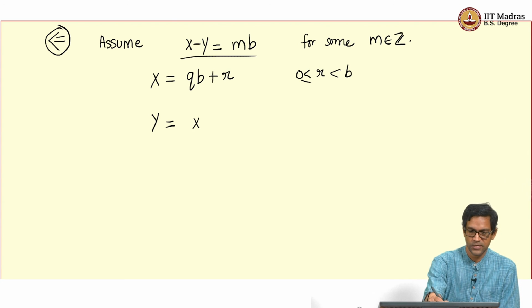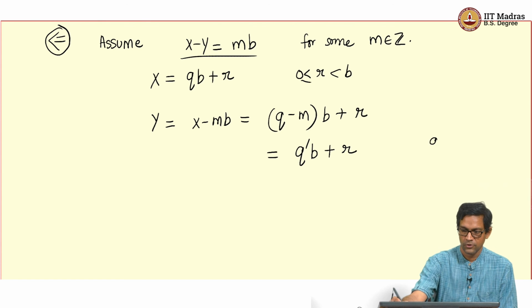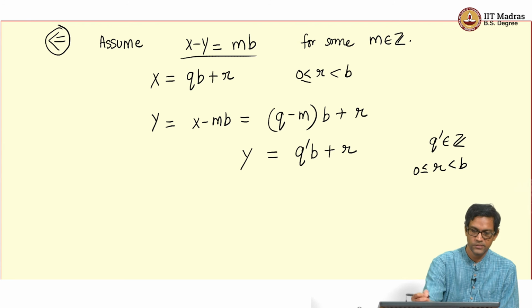So, y is nothing but x minus mb. So, I will rewrite it as qb minus mb. So, that is q minus m times b plus r. Okay. But now observe that this is nothing but what have I done? I have written y in the form of some multiple, let us call that multiple q prime, b plus r. Q prime is some integer and r is some number between 0 and b. So, I have managed to do this, right. I found one expression for y in this form.